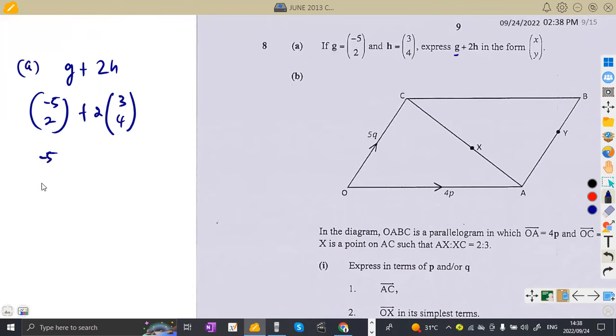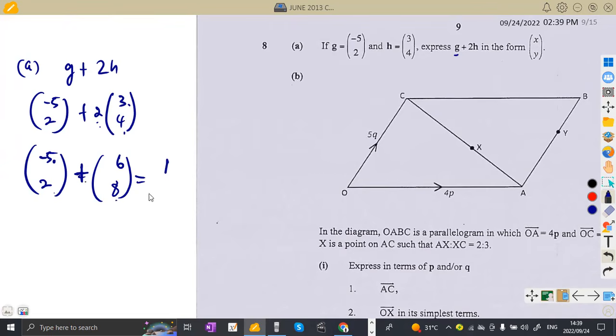So you're going to have (-5, 2). Then we can multiply. Okay, this is a plus here. So it's 2 times 3, which is 6. 2 times 4, which is equivalent to 8. So remember your vectors, you have to add corresponding elements. So it's -5 plus 6, which is 1.